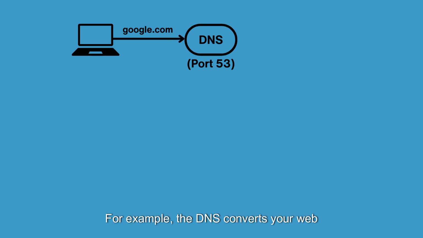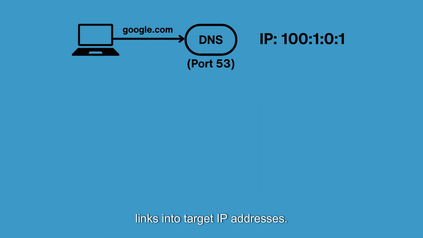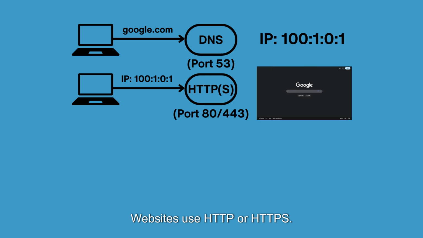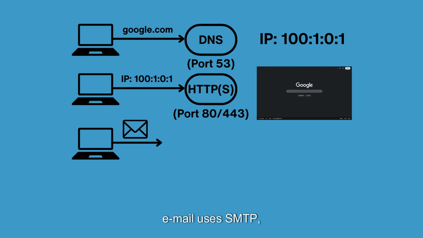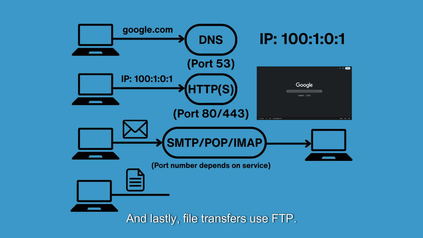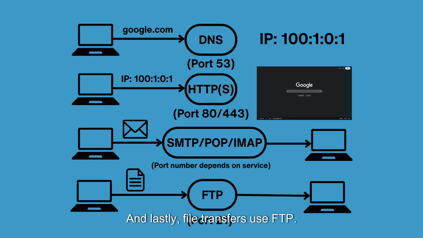For example, the DNS converts your web links into target IP addresses. Websites use HTTP or HTTPS. Email uses SMTP, POP, or IMAP. And lastly, file transfers use FTP.